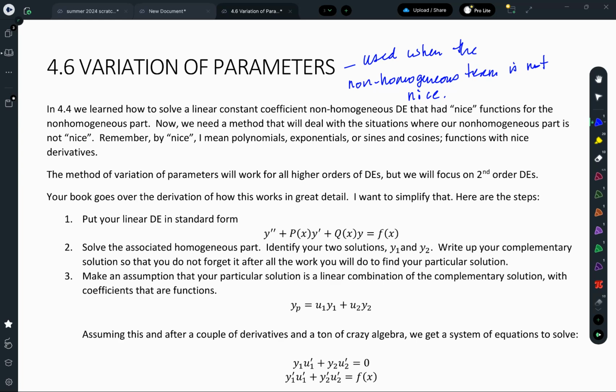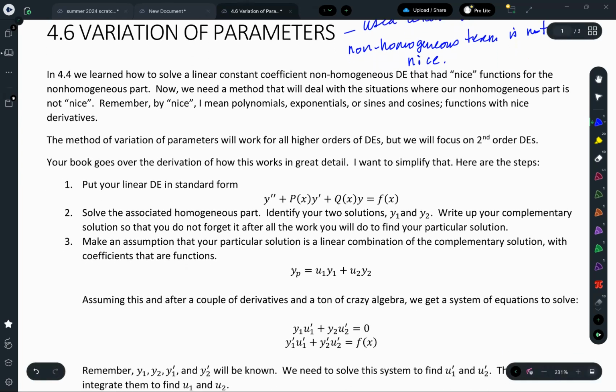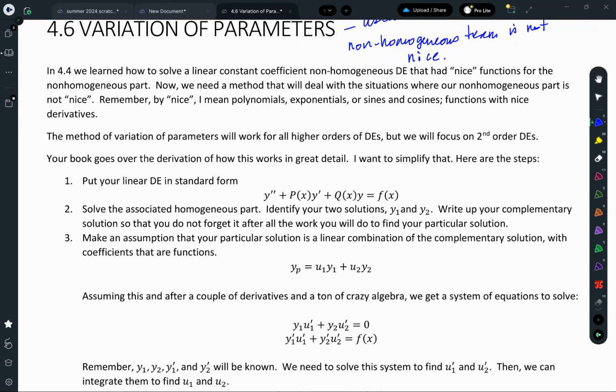So the method of variations will also work for higher order differential equations, just as the method of undetermined coefficients did. However, we're only going to focus on second order differential equations. That is all that you are required to know about. Your book does go over the derivation of higher order, and it's a bit intense. It's just a lot of labor to get through problems in those. So we want to focus on what we need to know just for second order.